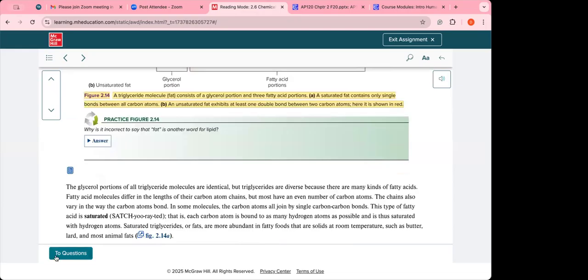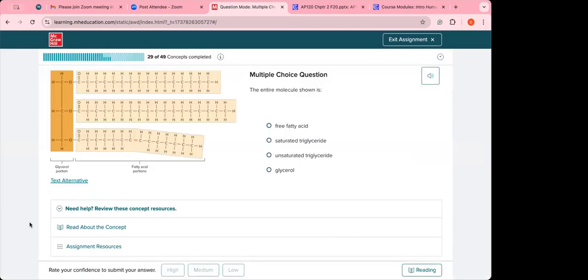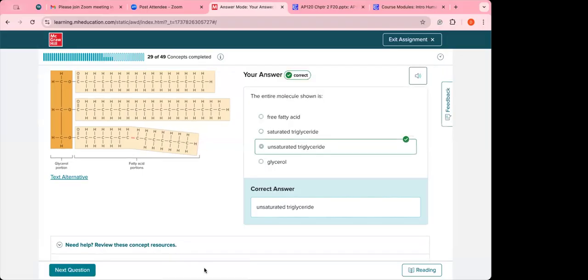let's take a look at the question again. I would say it's an unsaturated triglyceride because this is broken off. If it wasn't broken here, if they were all straight, then it would be saturated. But I would say it's an unsaturated triglyceride. I think. Yeah. Okay.